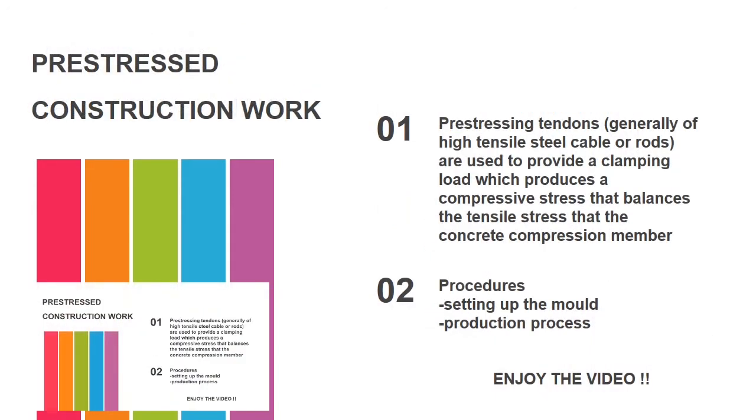And the last one is prestress construction work. Tracing tendons is generally found in high tensile steel cable or rods. It is used to provide a clamping load which produces a compressive stress that balances the tensile stress in the concrete compression member. So the procedure is setting up the mold and the production process. It will be shown in the video. Enjoy the video.